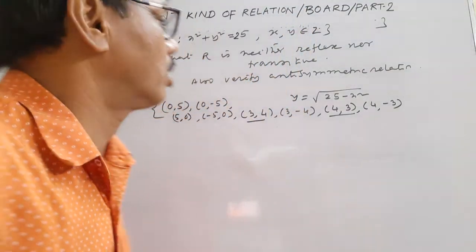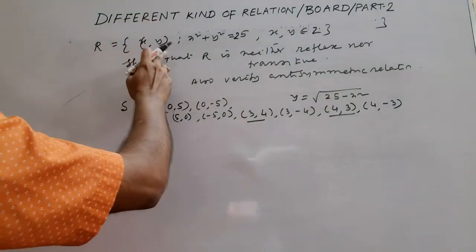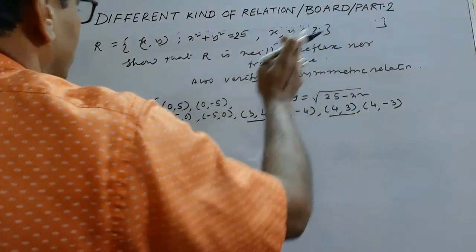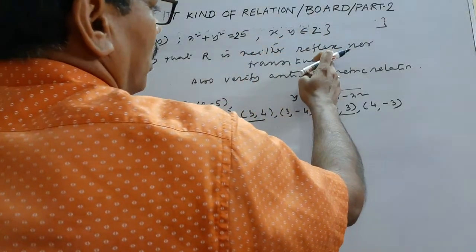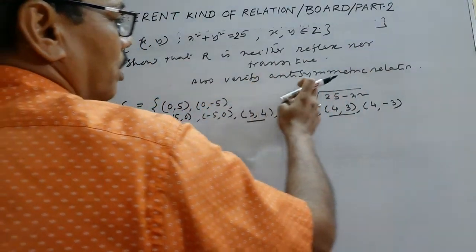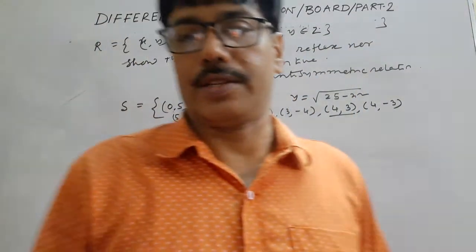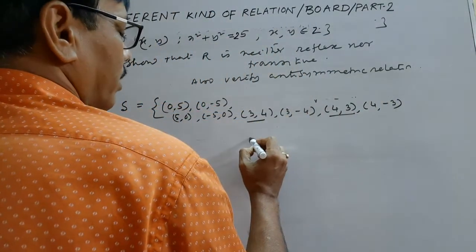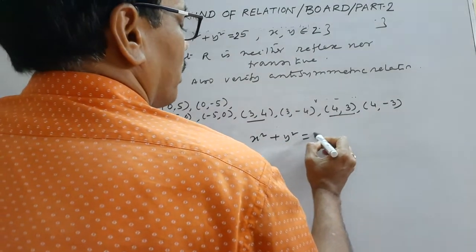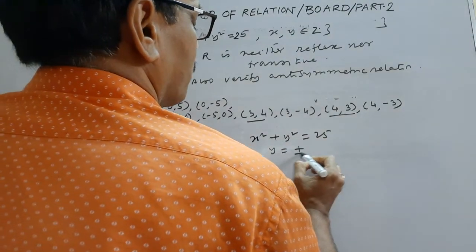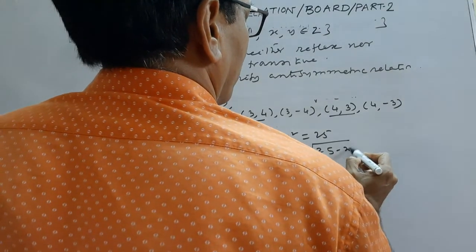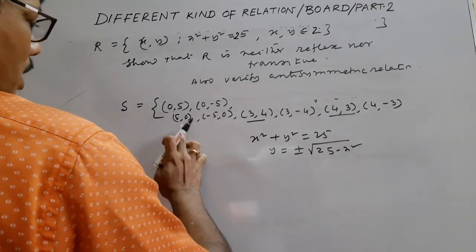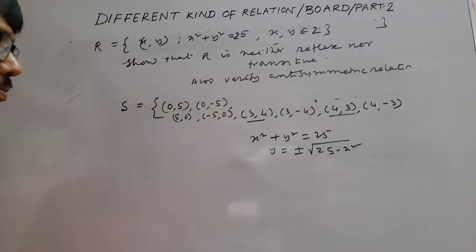Next, one more problem. R equals (x, y) such that x square plus y square equals 25, x, y belongs to Z. So that R is neither reflexive nor transitive. Also verify antisymmetric relation. So x square plus y square equals 25. So y equals plus minus square root of 25 minus x square. So x equals 0, y equals plus minus 5: (0, 5), (0, minus 5).